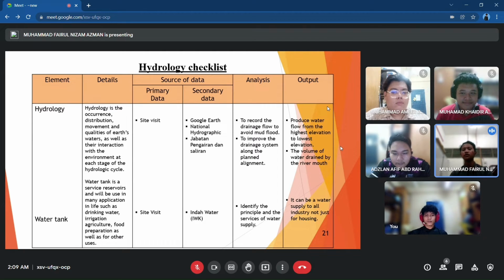For the output, first is to produce water flow from the highest elevation to the lowest elevation, second, the volume of water drained by the river mouth, and third, it can be a water supply to all industry, not just for housing.